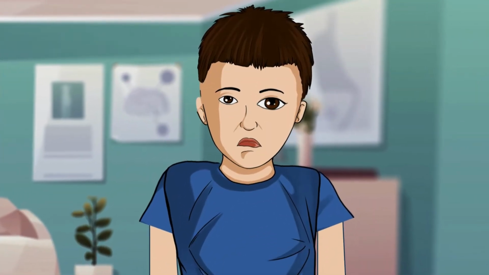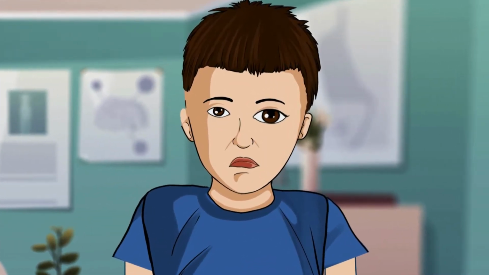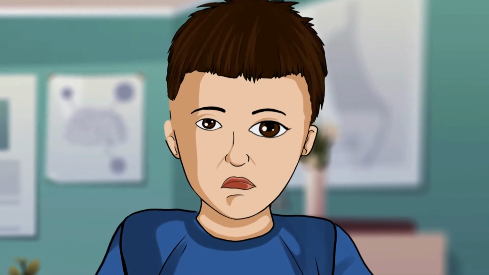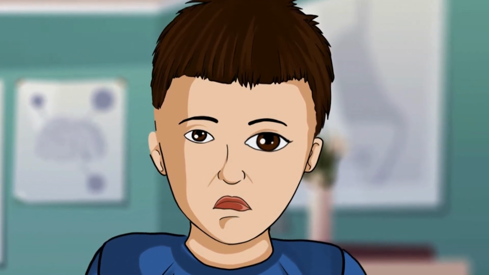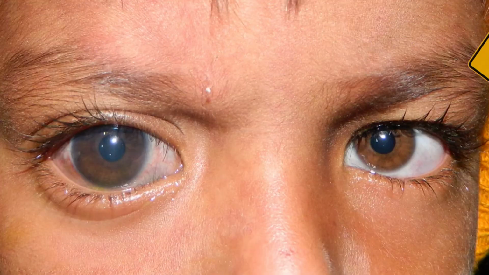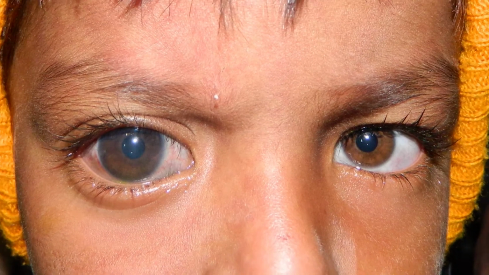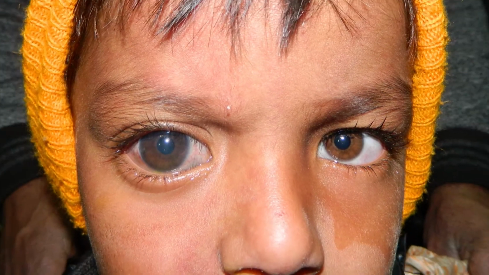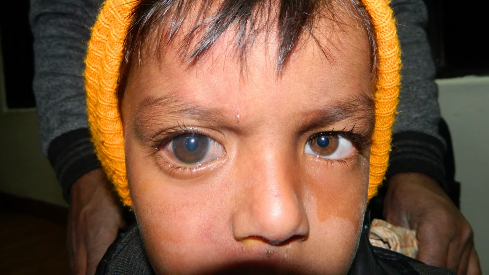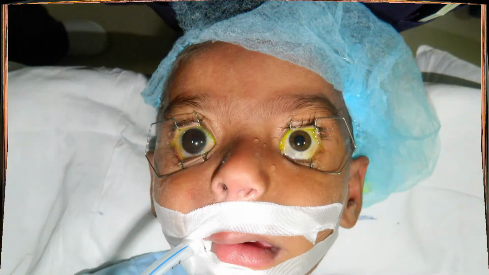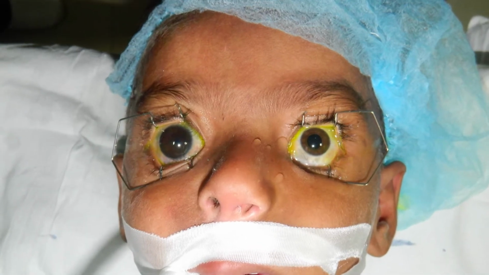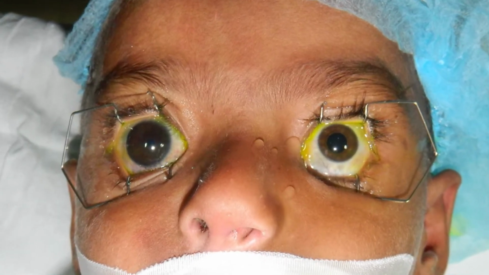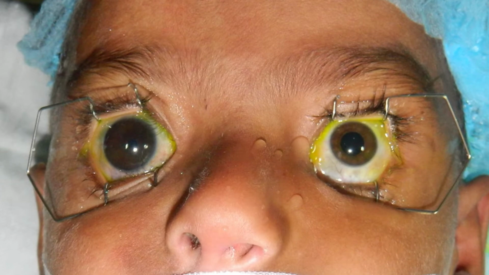A subset of these children with unilateral ophthalmos provide a unique set of challenges in their visual rehabilitation. We recently had a patient, a 4-year-old boy who presented with raised intraocular pressures and ophthalmos in the right eye. He underwent a trabeculotomy with trabeculectomy in his right eye to address the primary pathology.